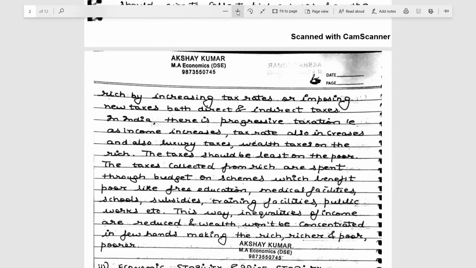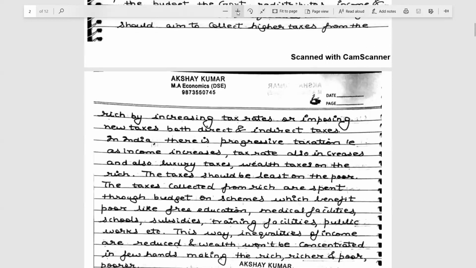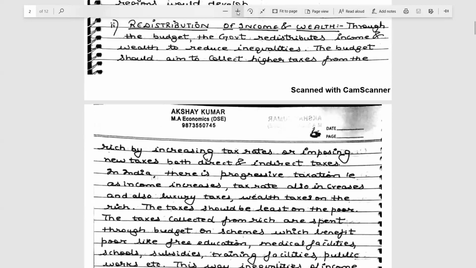The tax collected from the rich is spent through the budget on schemes which benefit the poor, like free education, medical facilities, schools, subsidies, training facilities, public works, etc. This way, inequalities of income are reduced and wealth won't be concentrated in a few hands, making the rich richer and the poor poorer. So if I sum up the entire second point, it focuses on the point that the government prepares a budget to redistribute the income from the rich to the poor.